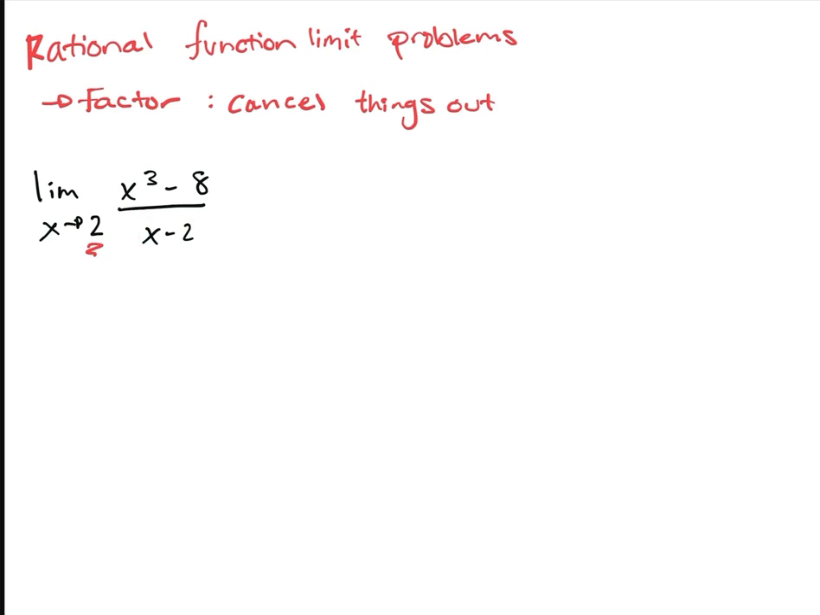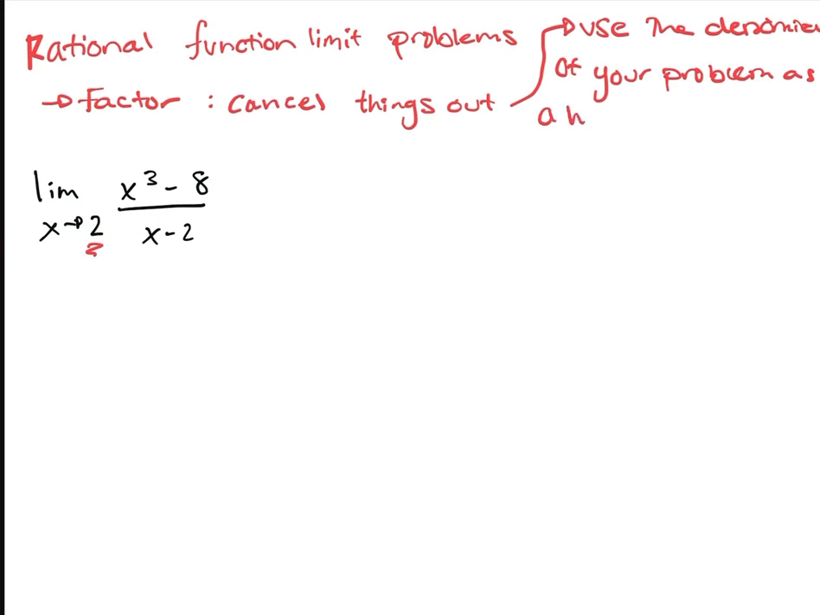your problem, just know that you're going to use the denominator of your problem as a hint of how to factor the numerator. And just know that whenever you're factoring, you want to cancel things out. So if you pick a factor where you're not canceling things out, you're probably not picking the correct factor. You're trying to use a factor where things are going to cancel out.